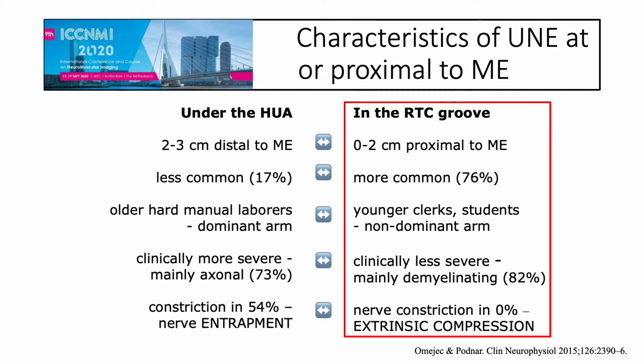So what are the characteristics of ulnar neuropathy at the elbow at this point? It lies, as we said, at or 2 centimeters proximal to the medial epicondyle. It is more common. It occurs in non-physical workers, in the non-dominant arm. It is clinically less severe, so it's mainly demyelinating, and you will never find nerve constriction in this. So we think that the lesion here is caused by external compression.